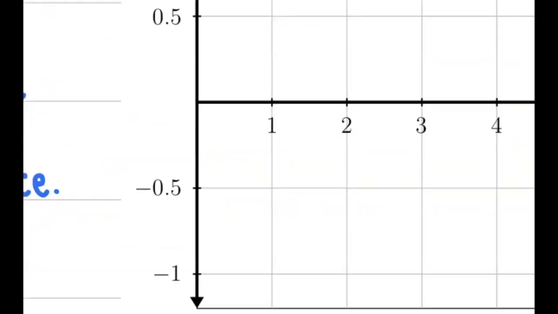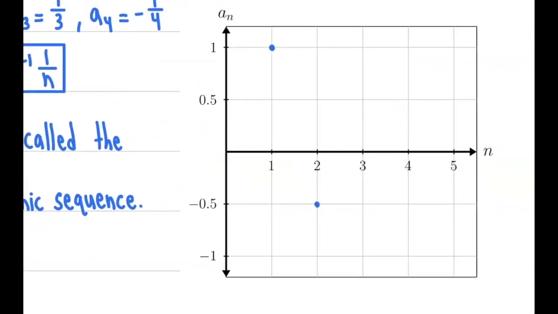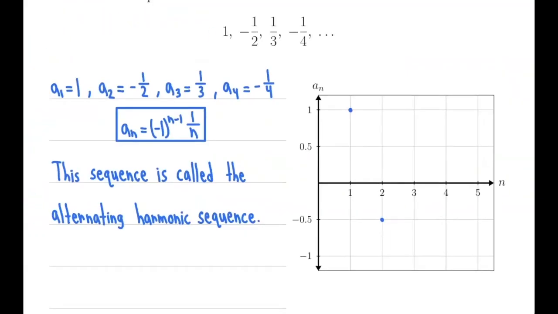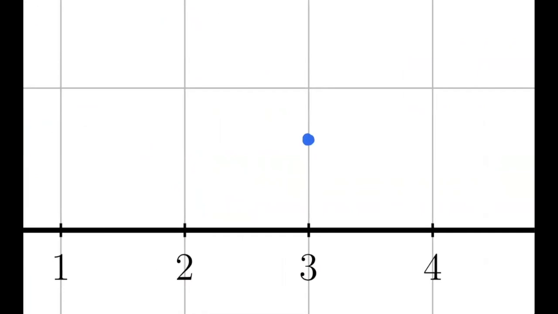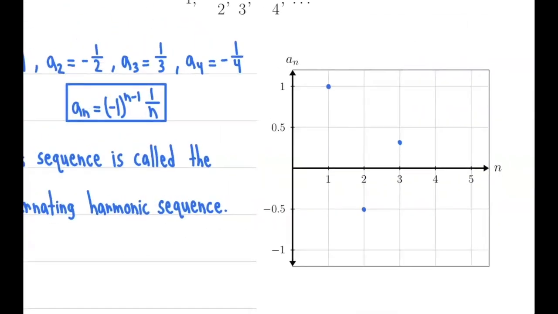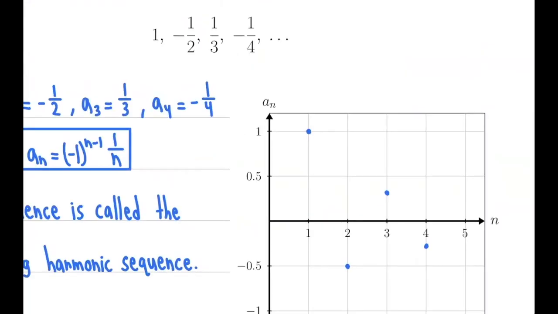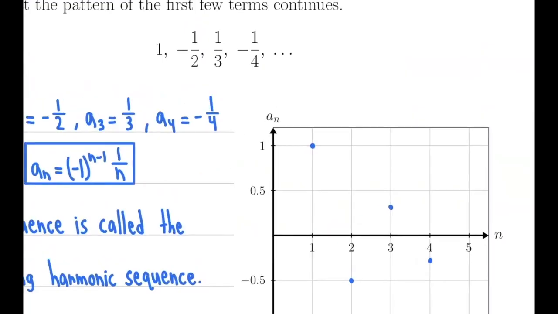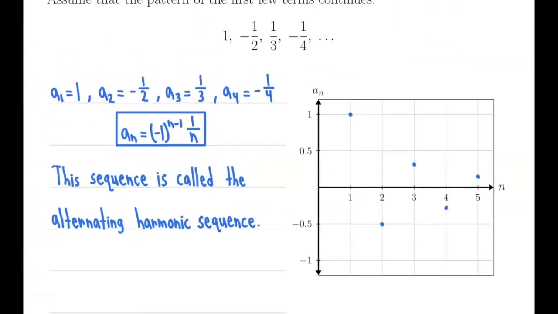So we have 2, comma, negative 1/2 right here. What's going to be the point at n equals 3? 1/3. Yeah, 3, comma 1/3. So right about here. And we have 4, comma negative 1/4. So that's right here. At n equals 5, what's going to be the fifth term? What's a5? It's 1/5, which is 0.2. So right here. So notice how it's alternating between positive and negative values.